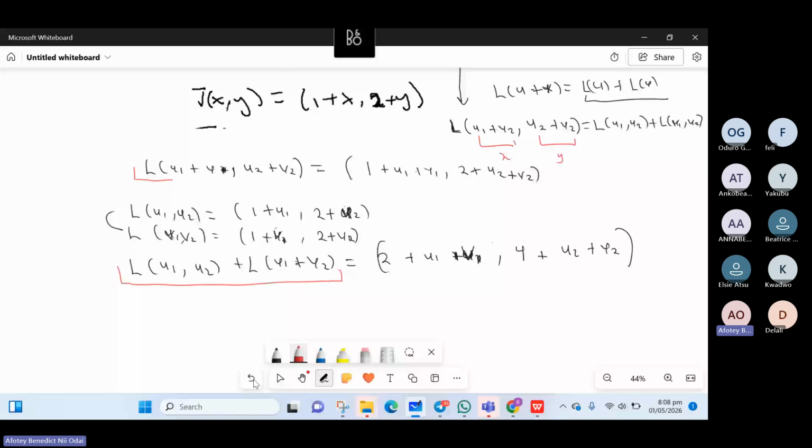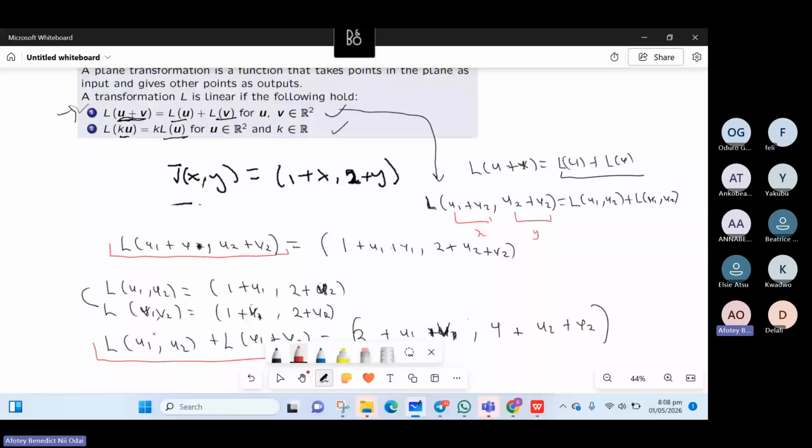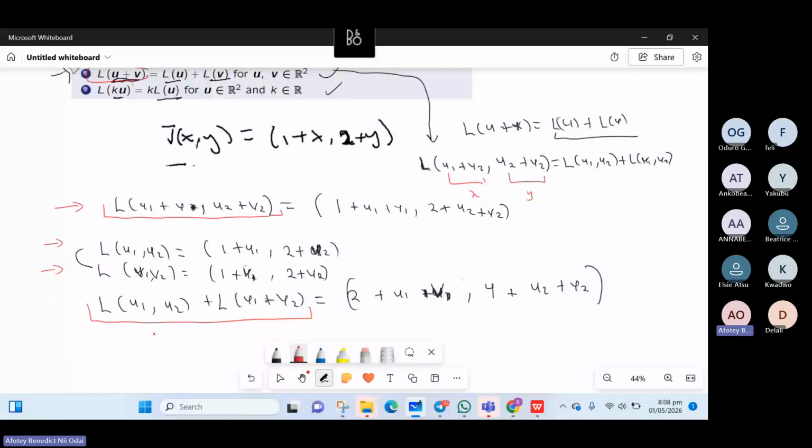Let's go back to the formulas that we're using. We said let the sum, where is our sum? This is the sum that we had, right? Be equal to the individual sum of the two of them. We found the sum LU, we found the sum LV, we added them together, and we are seeing that L(U plus V) is not equal to LU plus LV. These two are not equal. Therefore, the plane is not a linear transformation.